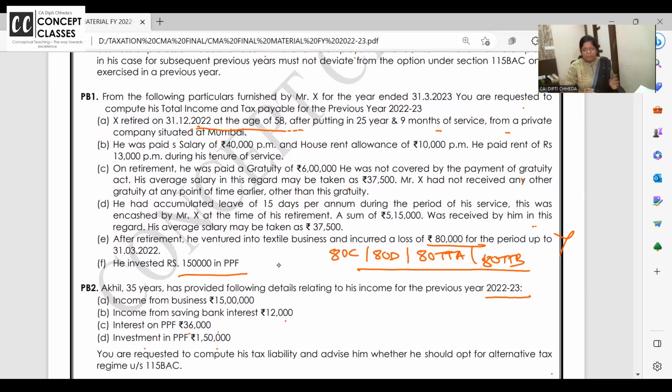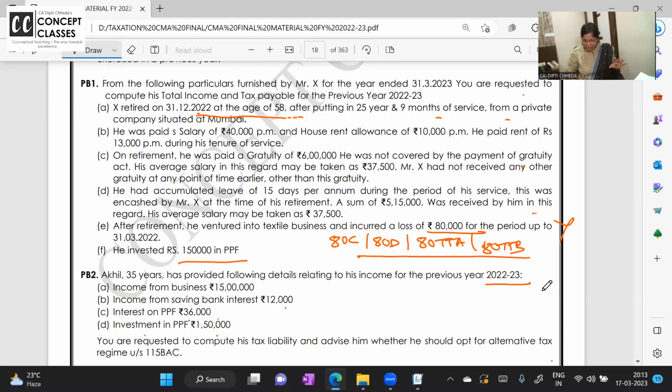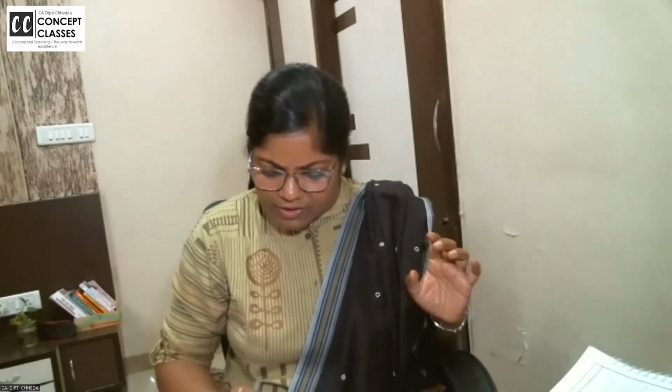And he invested in PPF. Yes, in the old regime you will get a deduction, in the new one you will not get a deduction. After reading the problem, pay more attention to the first one only. Just a minute. What I'm doing is solving it directly from the gross salary.